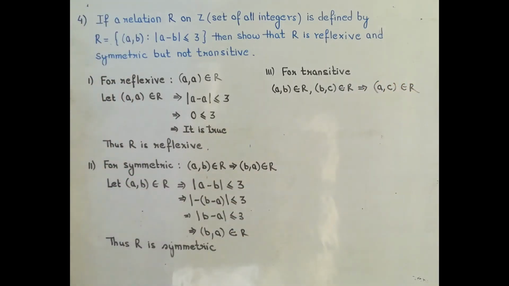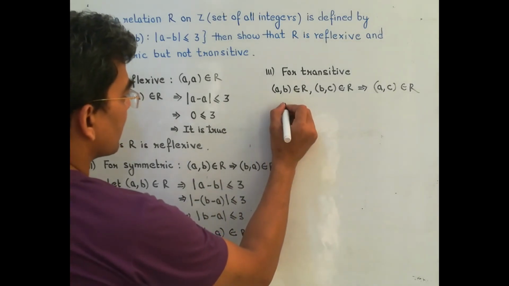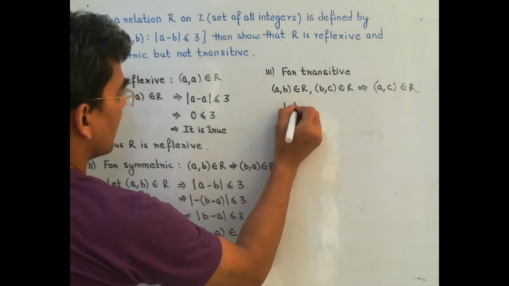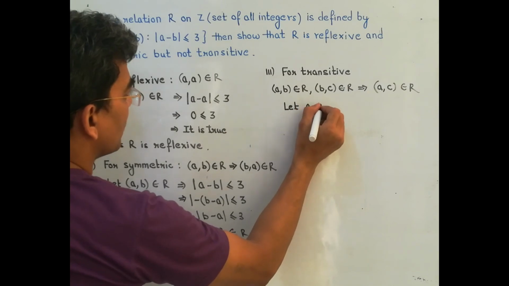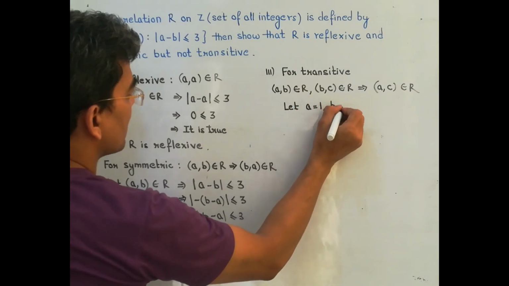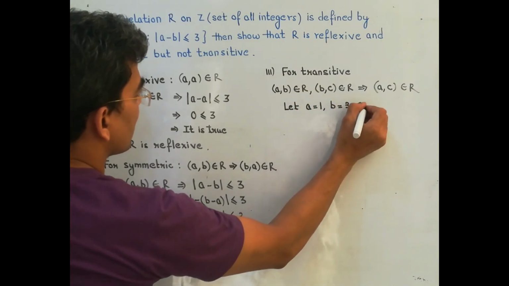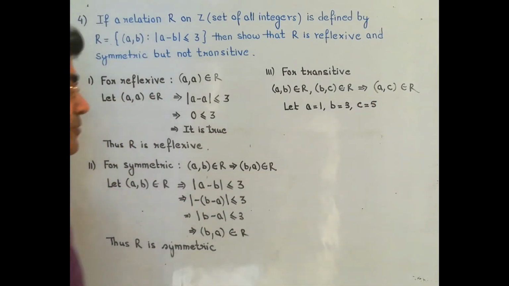This is the definition for the relation to be transitive. But now here we can't prove the definition, because we have to show that it is not transitive. So we will take an example. Let us give some values to a, b and c. Select a is equal to 1, b is equal to 3 and c is equal to 5.